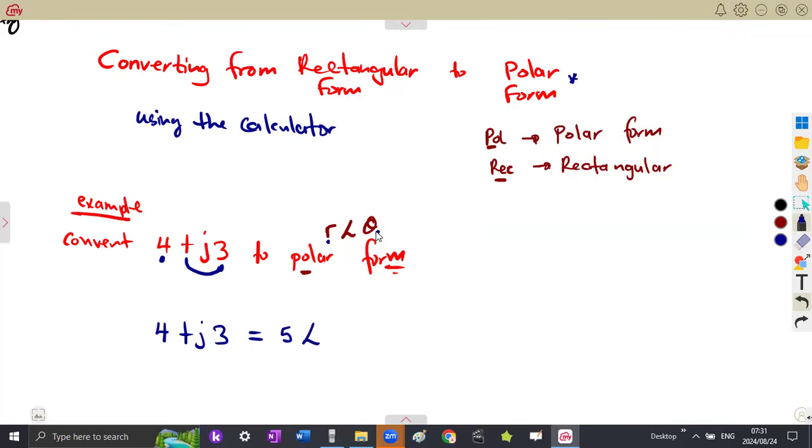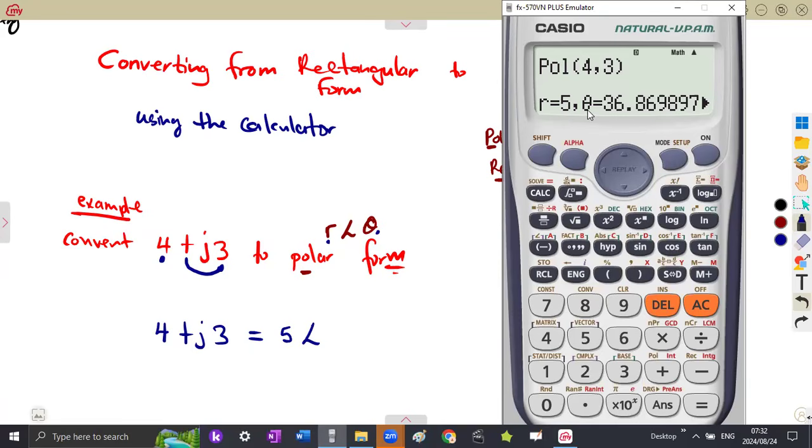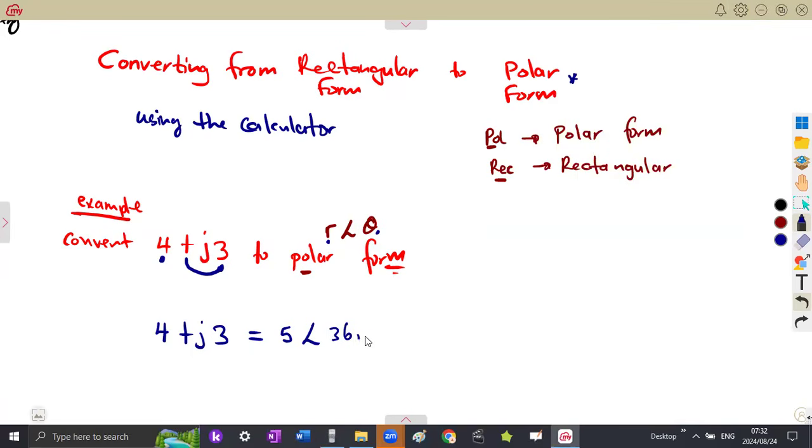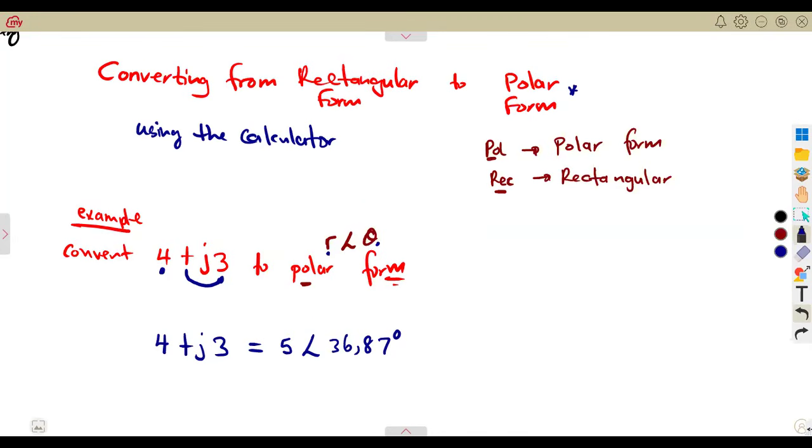Then the angle theta. If we check here, our angle is given as 36.89 and so forth. You can round off to 3 decimal places, then the 9 is going to affect this into a 7. So that's 36.870, which is just 36.87. We have converted to polar form. As you can see, the calculator is simply straightforward.